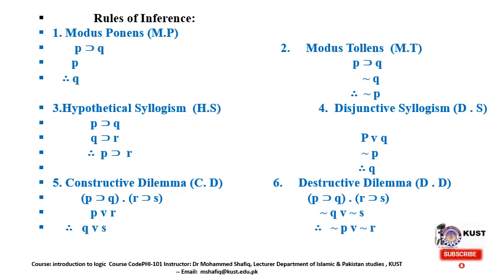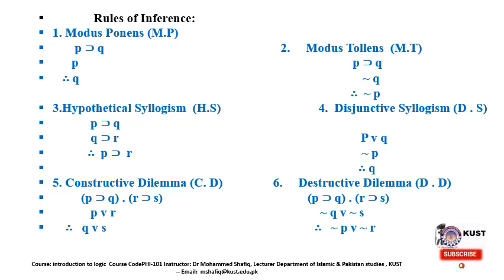The third rule of inference is that of hypothetical syllogism, and it says if P then Q, if Q then R, therefore if P then R. Number 4 is disjunctive syllogism, which is expressed in symbolic form as either P or Q, not P, therefore Q.